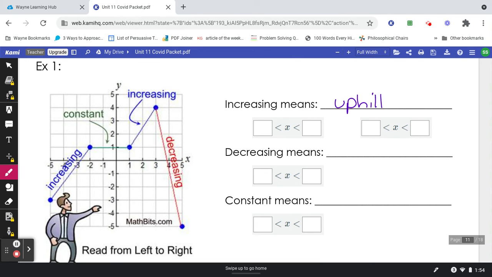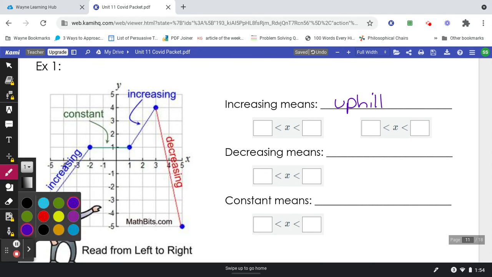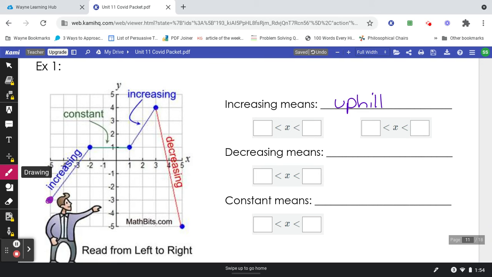So on this graph, it looks like you're going uphill from right here, which is -5, all the way up till right here, which is -2. Each time we talk about from here to here, we're talking about the x numbers. It's also going uphill from 1 all the way till 3. So from 1 to 3. And this is the notation we use. We use that less than x, less than symbol.